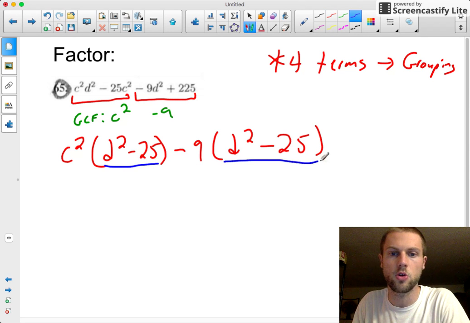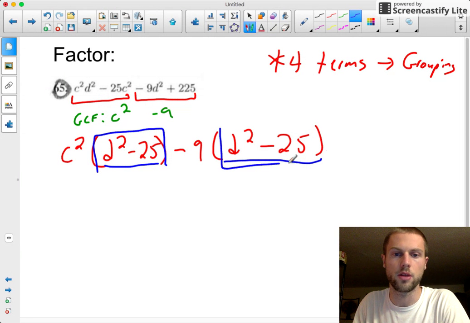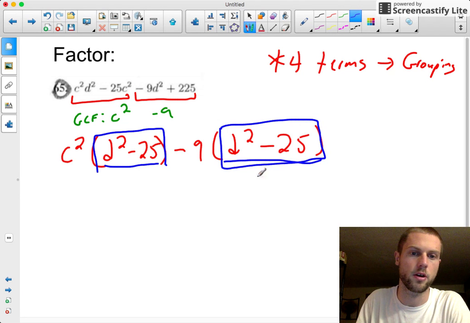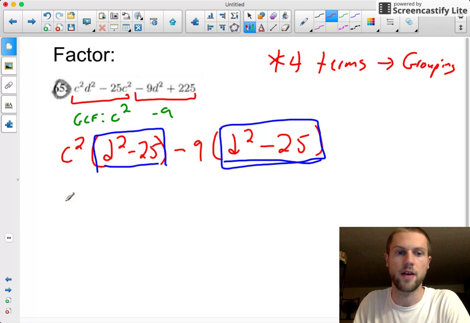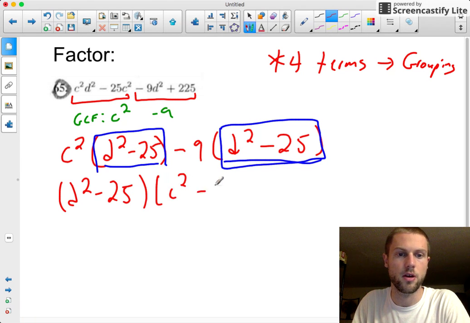All right, so now, by grouping, what I'm saying is that this whole binomial and this whole binomial is kind of like one big GCF of this really big expression over here. So I can factor out the d squared minus 25. So I've got d squared minus 25 factored out, and then what's left is c squared minus 9.